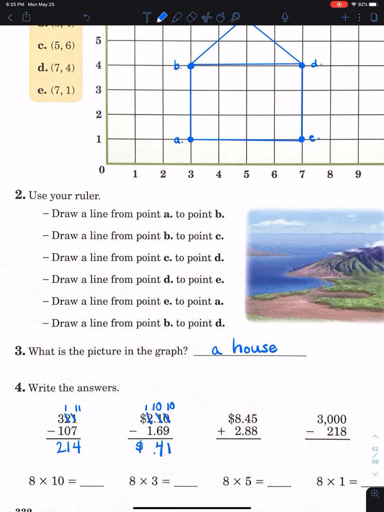All right, 5 plus 8 equals 13. 4 plus 1 is 5. And 5 plus 8 equals 13. 8 plus 2 is 10. Plus 1 more is 11.